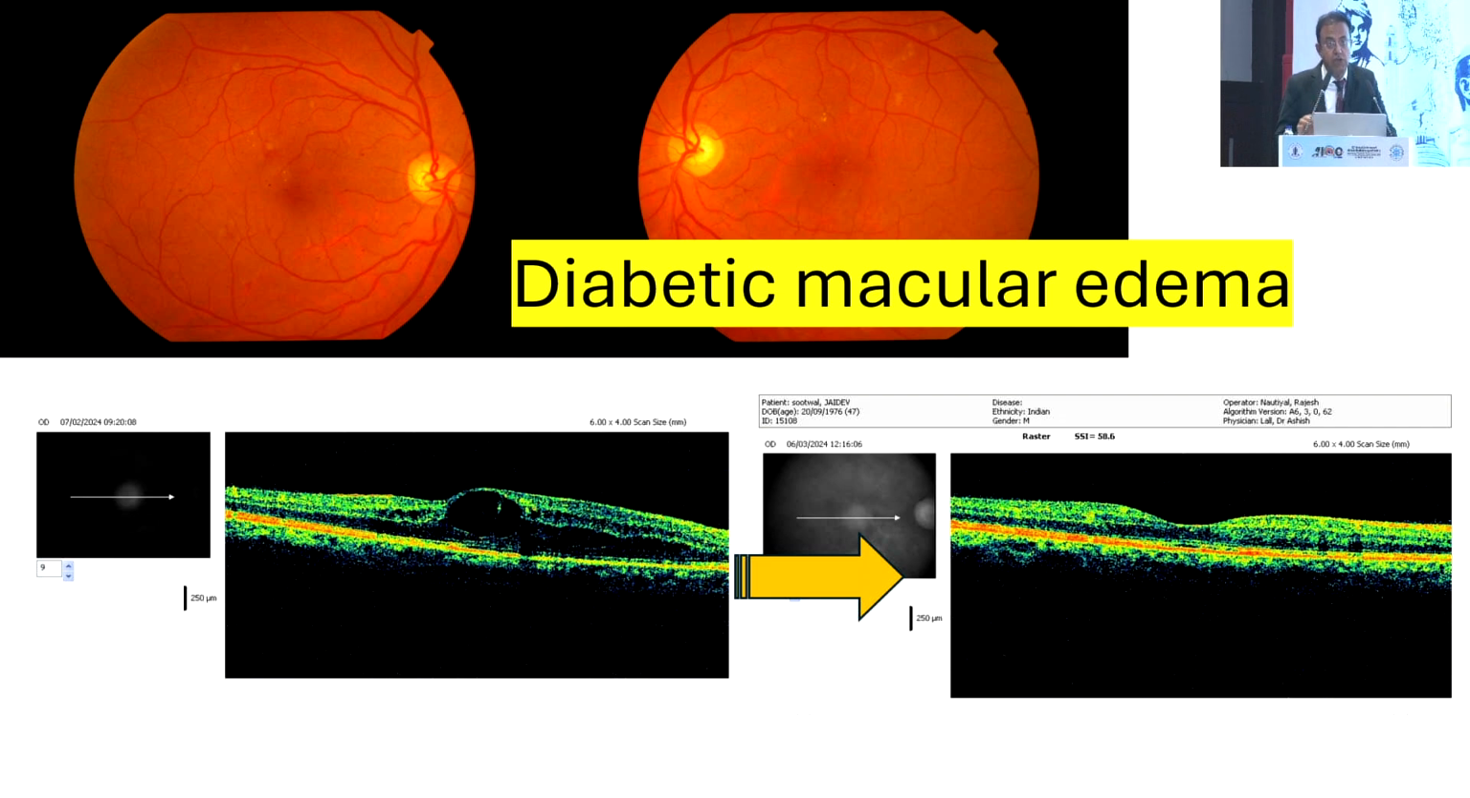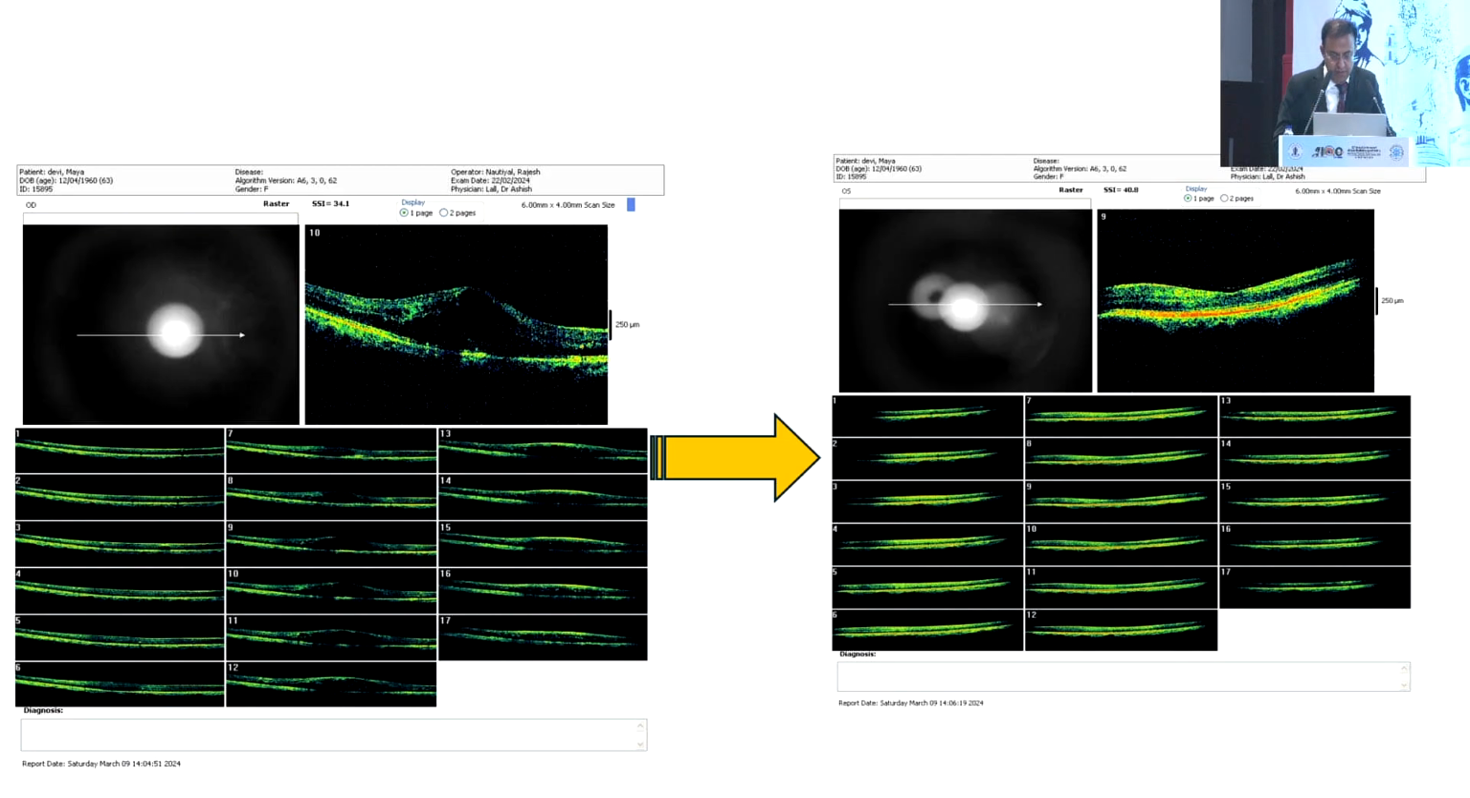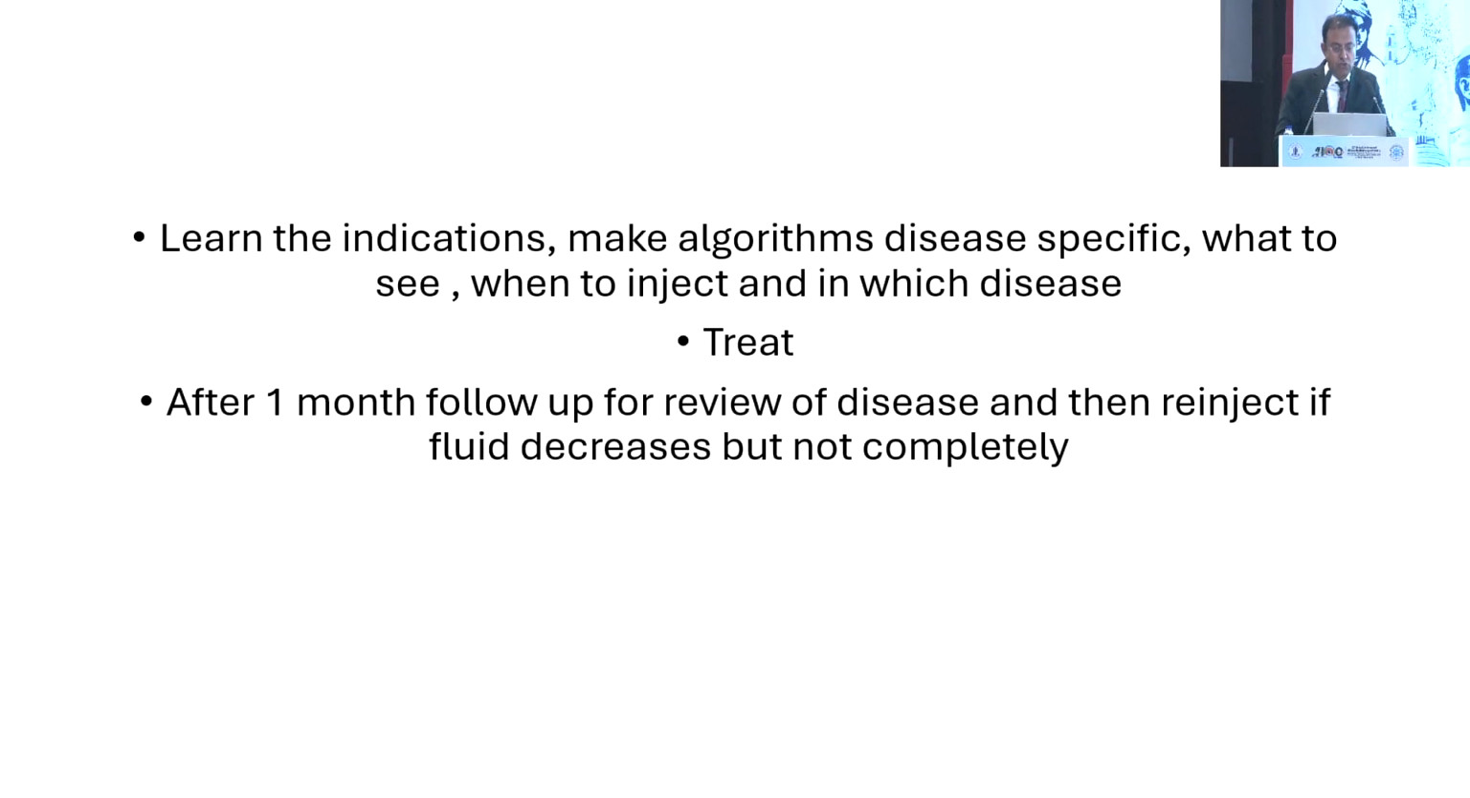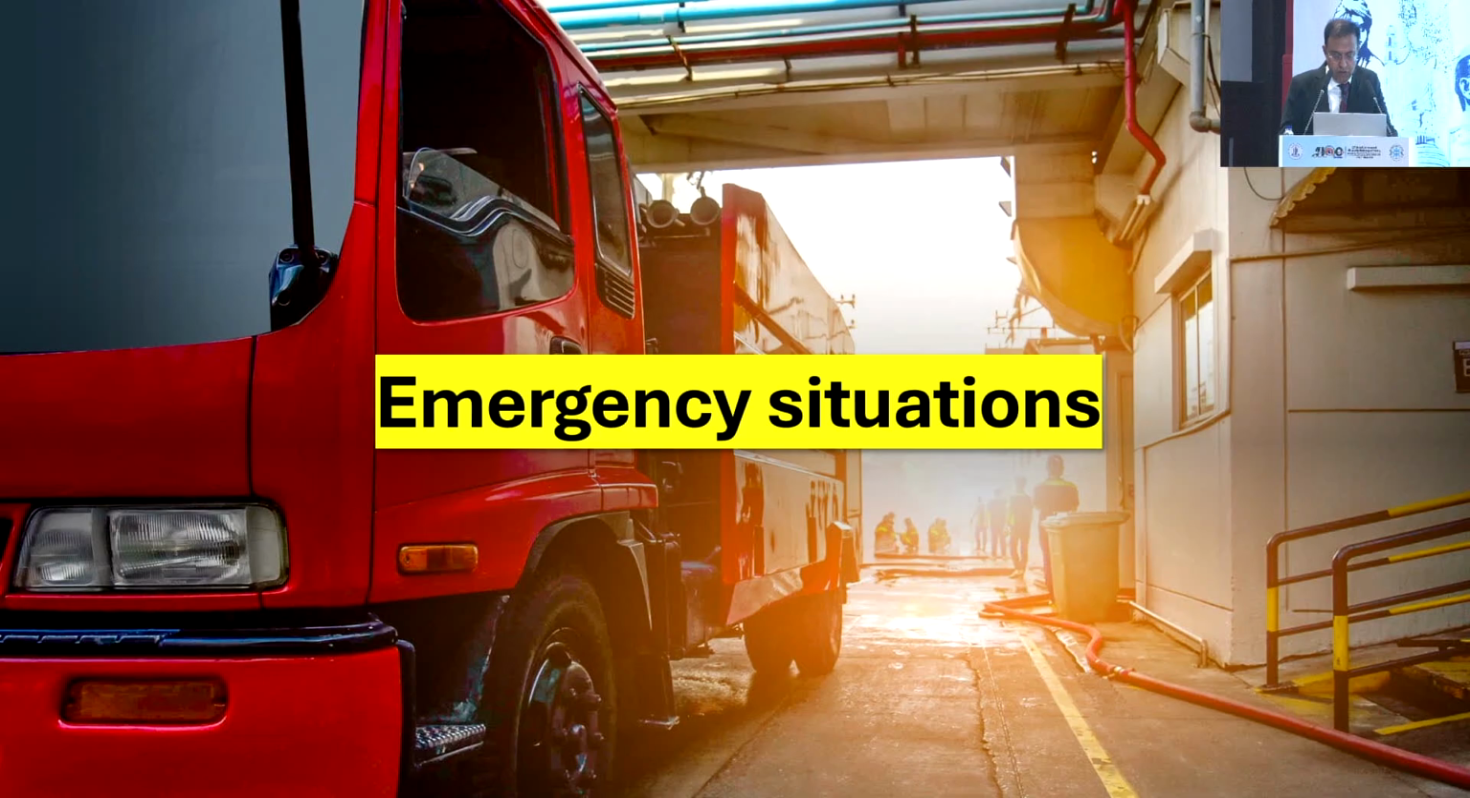Now you need to know when you have to repeat it. So after every 4 to 6 weeks, you need to again do an OCT, see whether there is fluid or not. And this is very disease specific. For all diseases, there are different algorithms that you need to have in mind so that you can tell the patient accordingly. So learn the indications, make algorithms, disease specific, when to inject, when not to inject.